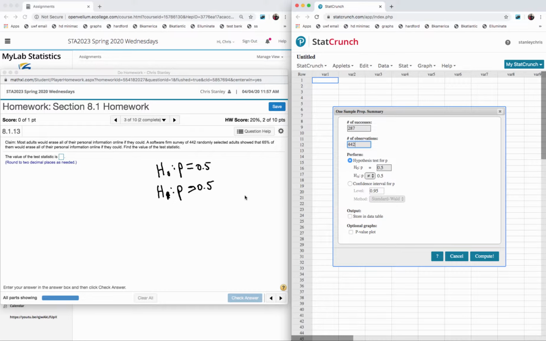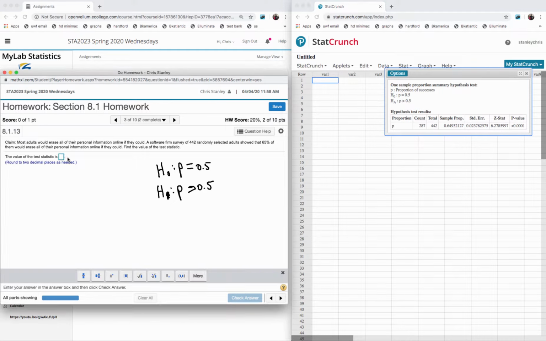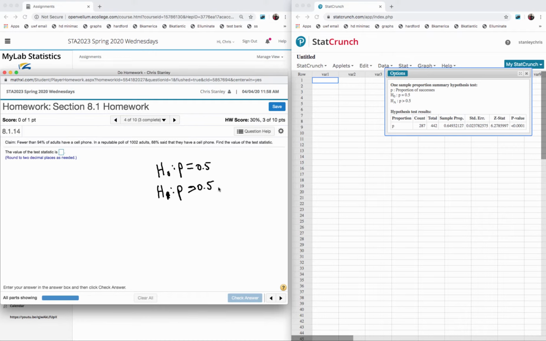Oh, this should be a greater than sign. Right there. Greater than should match that. Greater than because it says most adults. Most adults would be more than half. And our test statistic is a z-score, which is 6 point, what do they want? 2 decimals? So 6.28. This should work. Okay, that's our test statistic. There is a formula, and I won't go into the formula.